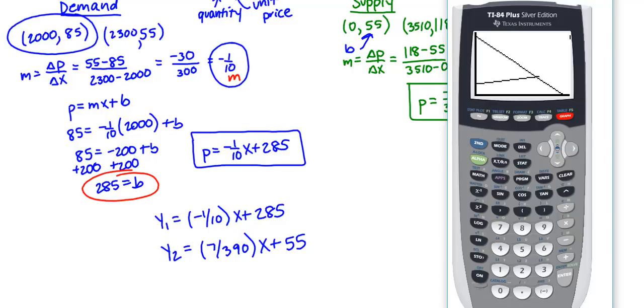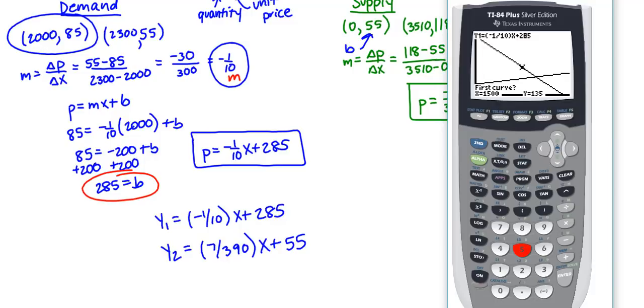And so now we can actually see the point of intersection. On that previous window, it probably was good enough to be able to find that point of intersection, but I just adjusted it to get a little bit better viewing window. But now, since we can see the point of intersection on our window, we can ask the calculator to find it. So we hit second trace to go to that calc menu, and then we select option 5, intersect.